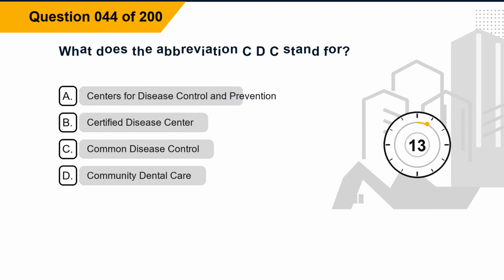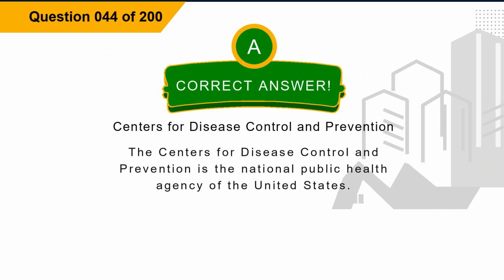Question 44. What does the abbreviation CDC stand for? Option A, Centers for Disease Control and Prevention. Option B, Certified Disease Center. Option C, Common Disease Control. Option D, Community Dental Care. The correct answer is option A, Centers for Disease Control and Prevention. Explanation: the Centers for Disease Control and Prevention is the national public health agency of the United States.